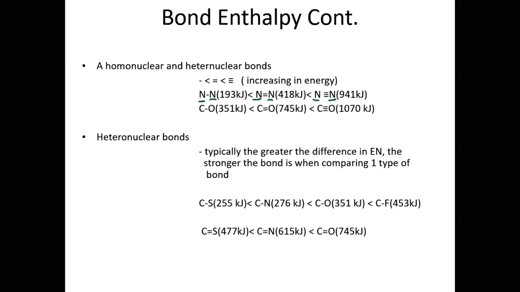The same thing when we have the C-O single bond, C-O double bond, and C-O triple bond. The triple bond has the largest amount of energy to break it. Now you'll notice that the carbon-oxygen triple bond is more energetic than the nitrogen-nitrogen triple bond. And this is because the CO bond is polar and the NN bond is nonpolar.